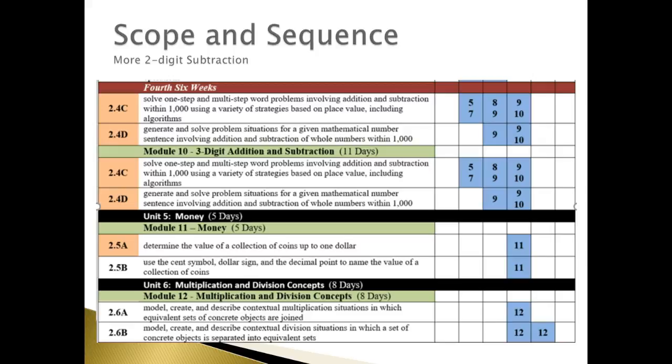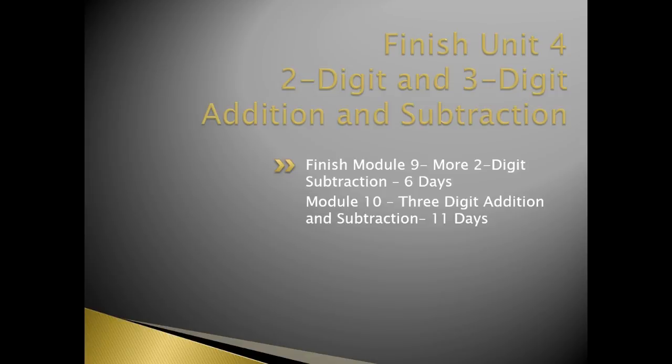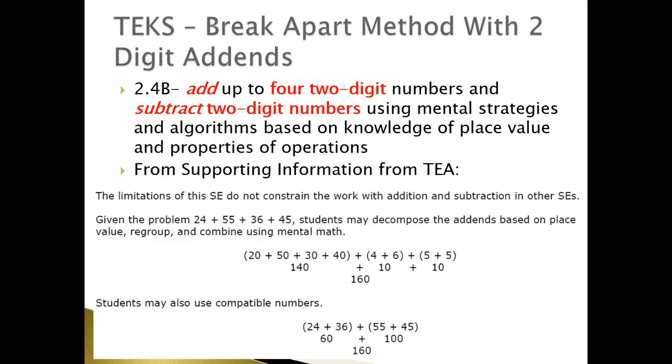And I really want you to notice that the fourth 6 weeks will be where all these SEs need to be mastered, except for division, 2.6b. So we're going to finish Unit 4, covering 2.4b, adding up to 4 2-digit numbers, subtracting 2-digit numbers, using mental strategies, algorithms, based on knowledge of place value and properties of operations.